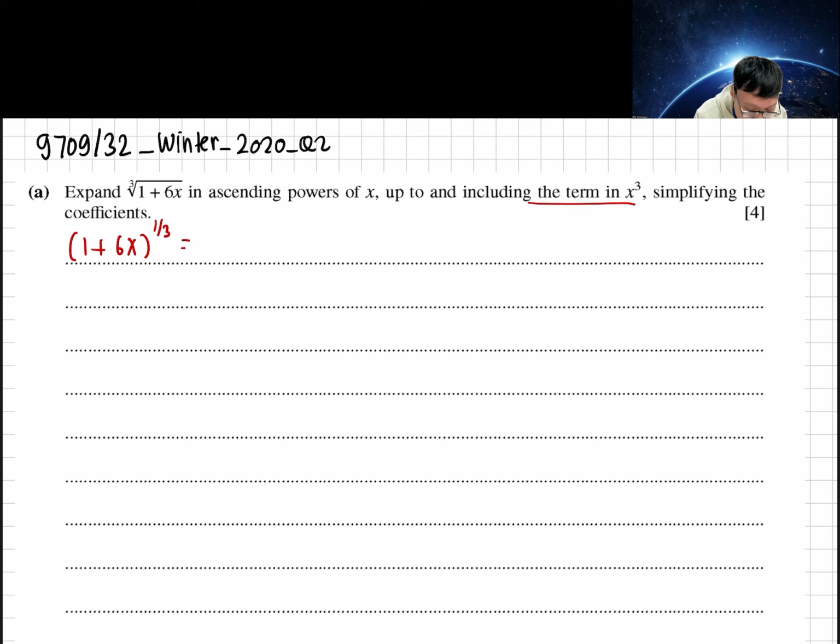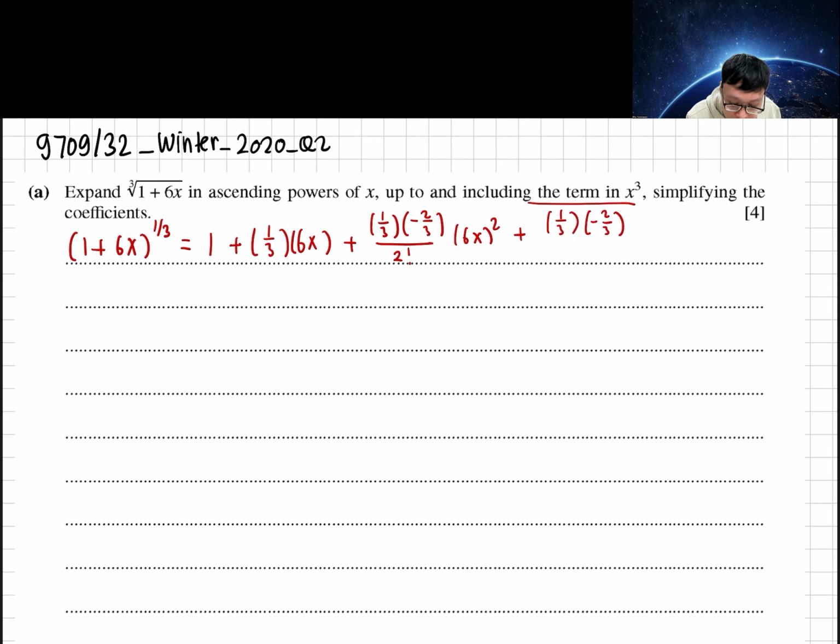So we get the first term is 1. And after that, plus nx, n is 1 over 3, and you replace x with 6x, plus 1 over 3, and then you decrease by 1, minus 2 over 3, over 2 factorial, and then x squared becomes (6x) squared, plus 1 over 3 times minus 2 over 3 times minus 5 over 3. You decrease that again by 1, over 3 factorial, and then you have (6x) cubed.